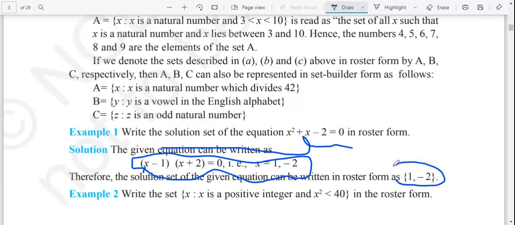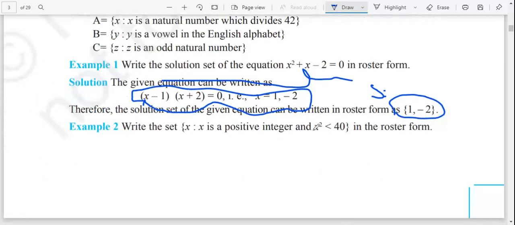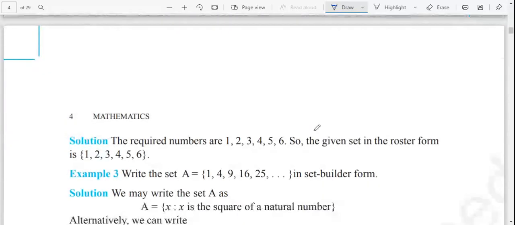Here we have listed the solution, that is 1 comma minus 2, and you can give it a name also. We can give it a name, A equals 1 comma minus 2. So here also we have been told to write down in roster form. If you want to practice it, then you can practice.